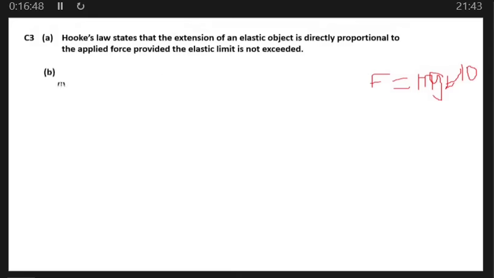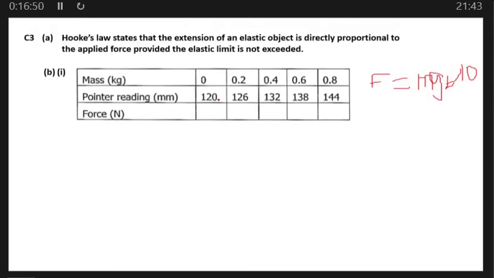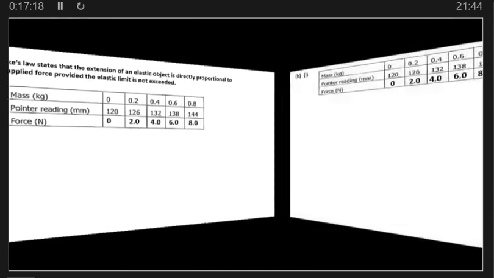So now we are going to copy the table here and multiply 10 by this value 0, and we'll get 0 here. Then 10 by 0.2, we'll get 2. 10 by 0.4, 4. 10 by 0.6, 6. 10 by 0.8, 8. So we are done with this table. Let's go to the other part of the question.